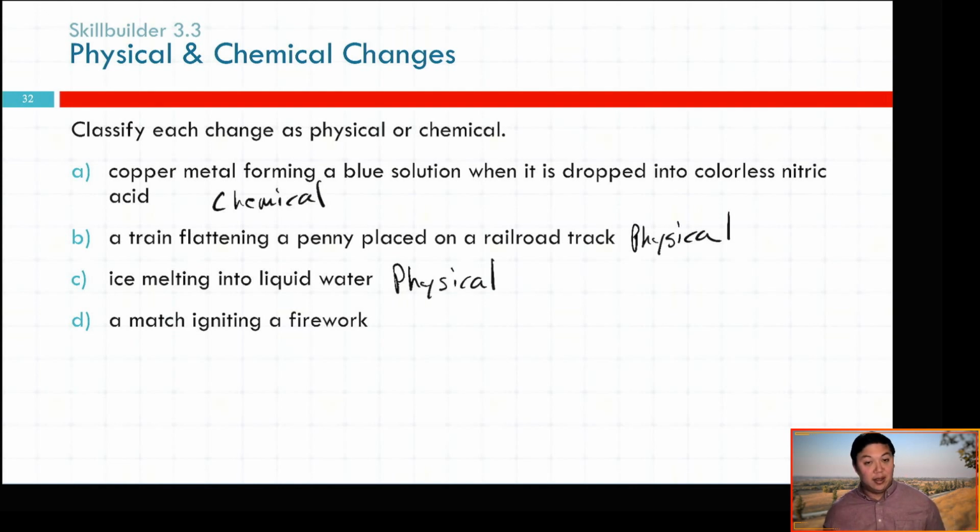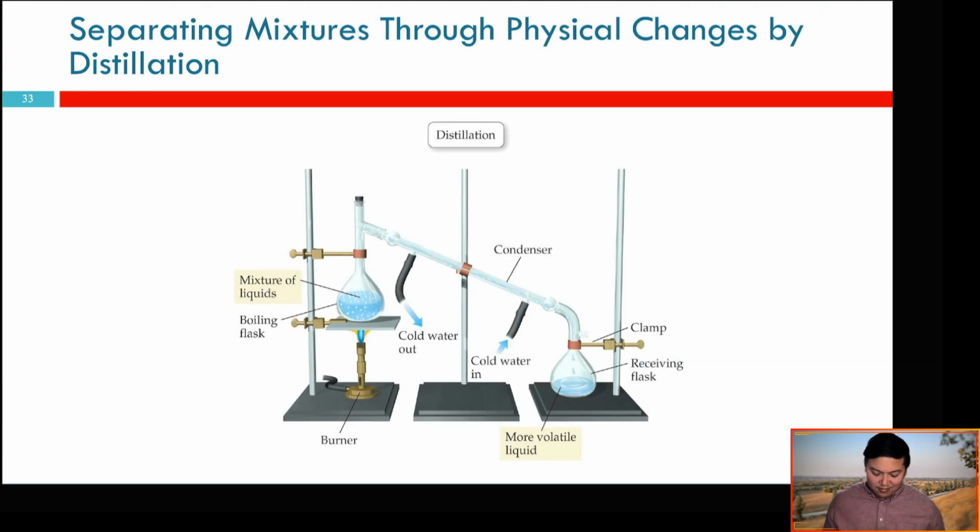A match igniting a firework. Chemical. Chemical. If anything's burning, if you ever burn anything, it's a chemical change. That's a surefire one. I don't think there's any time that would be wrong.